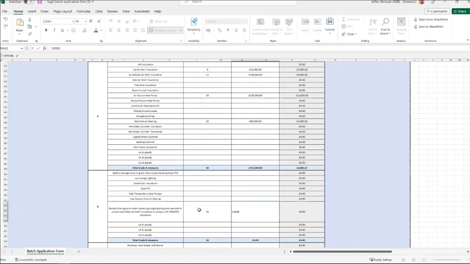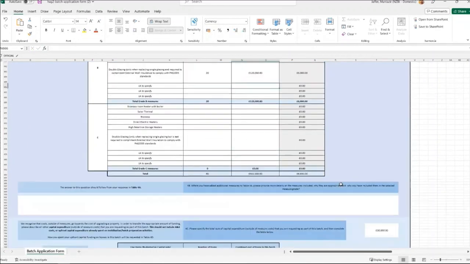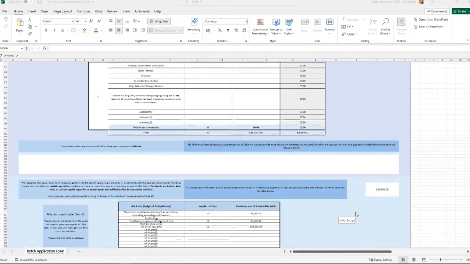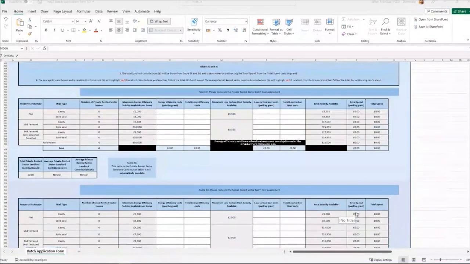Again, double glazing, £4,000 per unit. Should be £20,000. So with all of that, those costs together, we can then start building our costs for our overall archetypes.